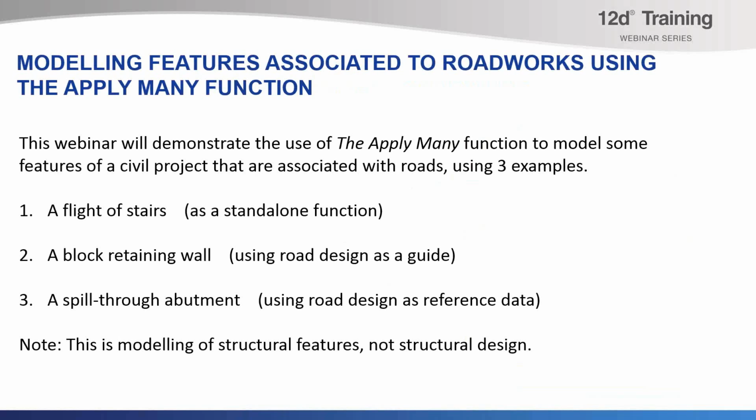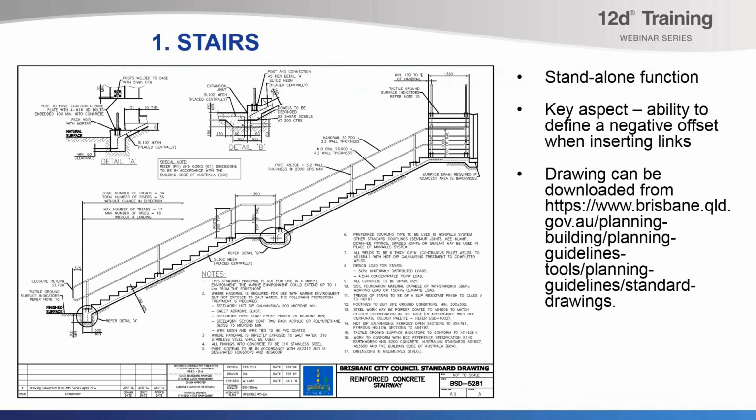So what I'm going to show today is just a couple of those things that I've had to deal with. The first one, a flight of stairs, just as a simple little standalone function with a few sneaky little bits. Block retaining walls, but using the road functions to generate some data that I can use as a bit of a guide to design the wall heights. And the third one, spill-throughs, abutments and so forth, where I'm actually going to use the road models as reference data in the applying of those spill-through abutments. So sort of three different levels here.